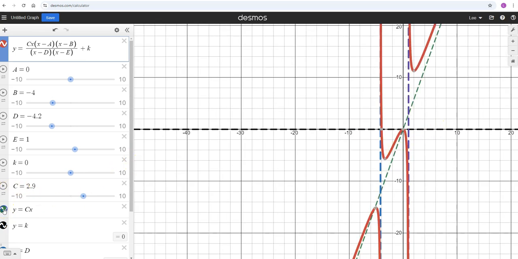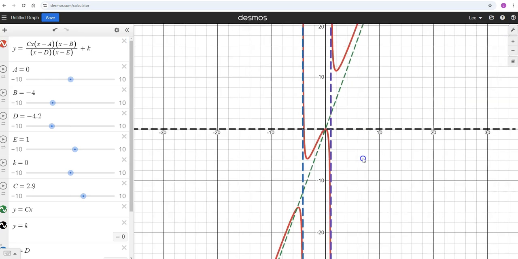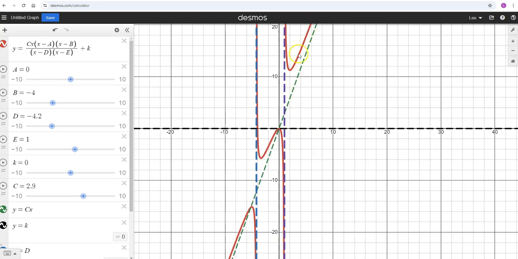I'm going to put in this dotted line right here. These are the asymptotes that you'll go toward at the end of your graph, right? So now instead of a horizontal asymptote, I have this slant asymptote. And you can adjust that value of c, right?